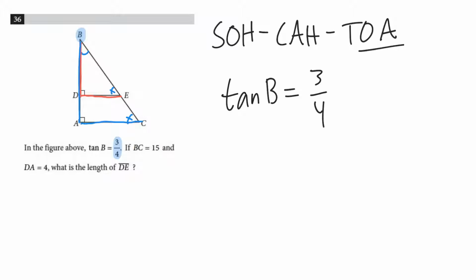And we have some further information. It says that BC, so that's this whole piece right here, is 15. And DA is 4. Okay, so DA is just this little piece right here. And we want to figure out what DE is. So DE would be this section right here. Okay, well, let's see.